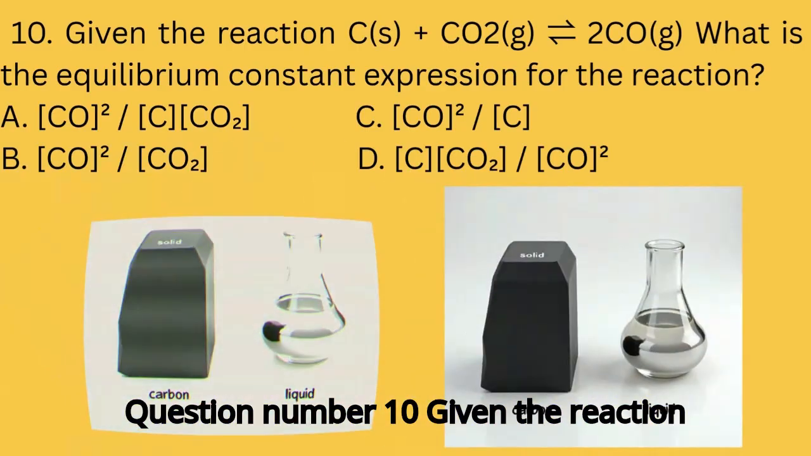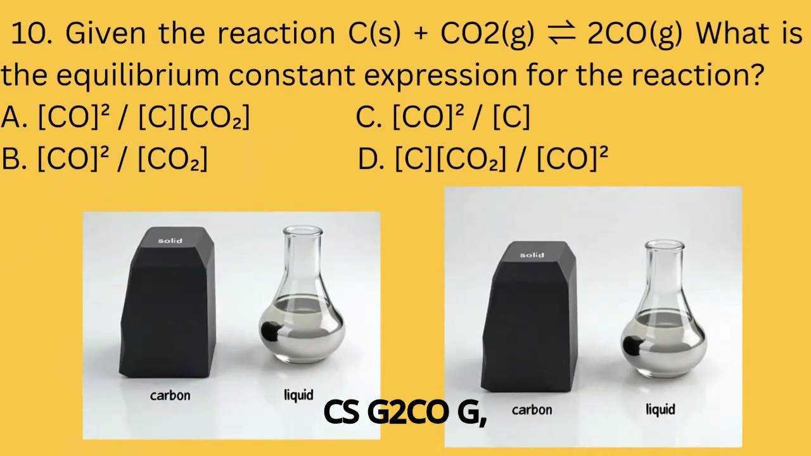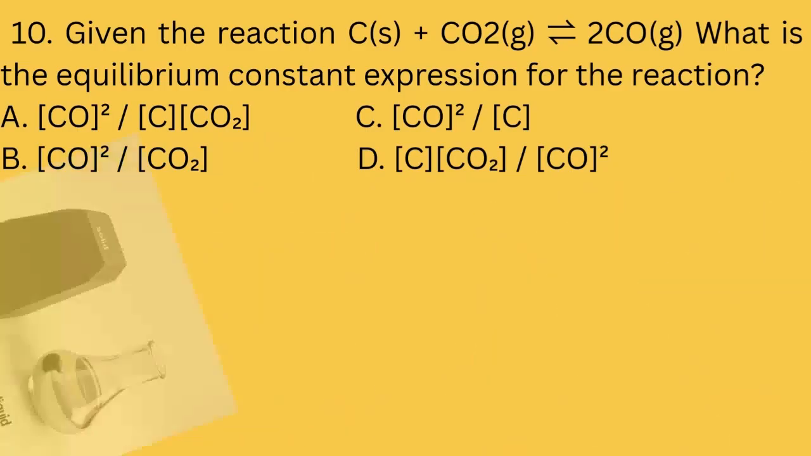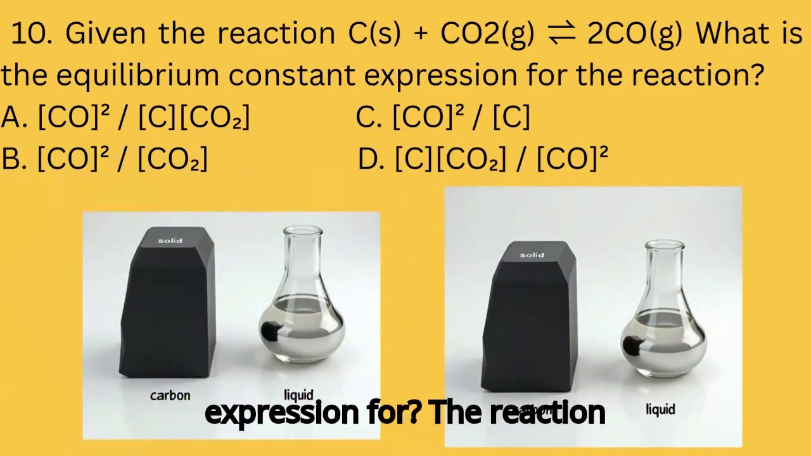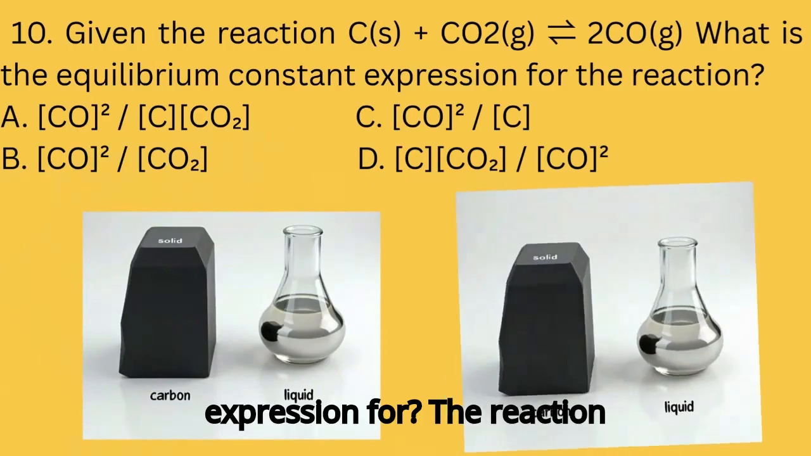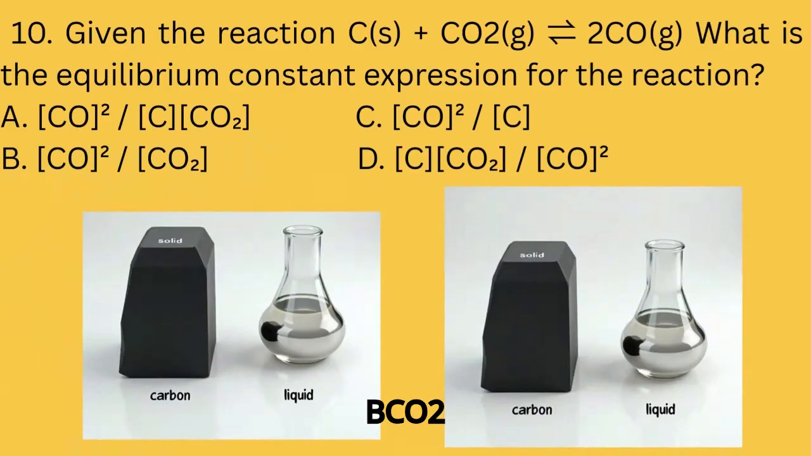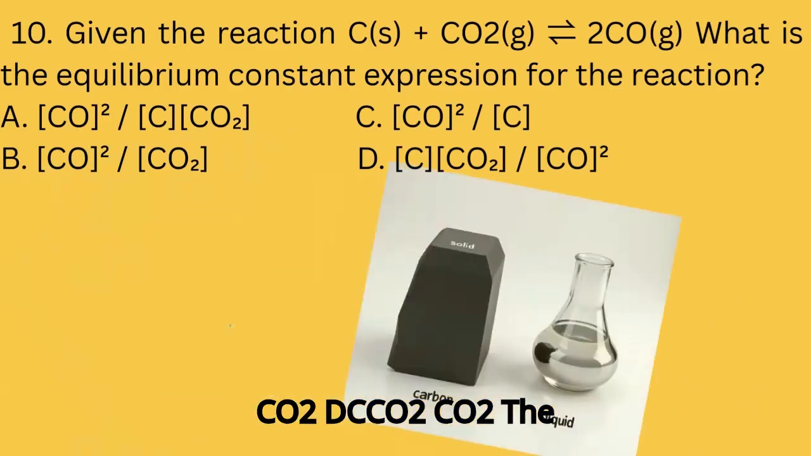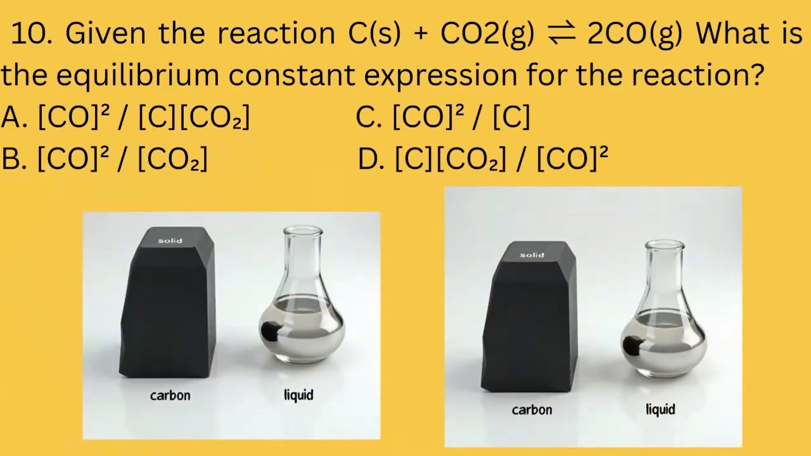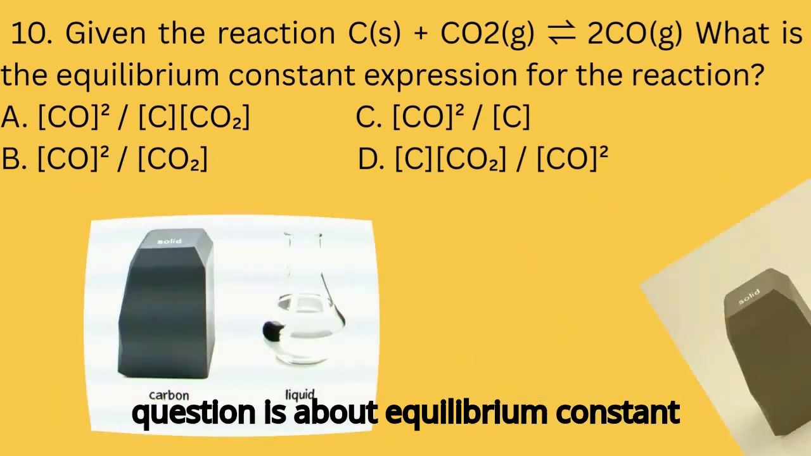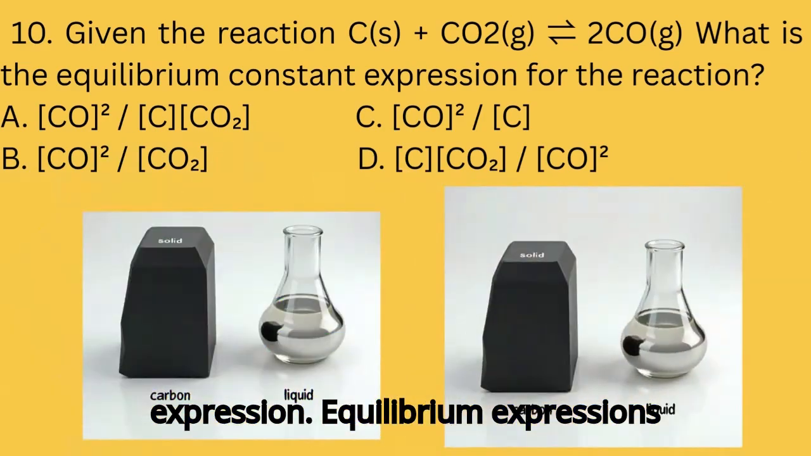Question number 10. Given the reaction C(s) + CO2(g) ⇌ 2CO(g), what is the equilibrium constant expression for the reaction? A. [CO2]/[CO]. B. [CO]²/[CO2]. C. [CO]²/[C][CO2]. D. [C][CO2]/[CO]². The question is about equilibrium constant expression.